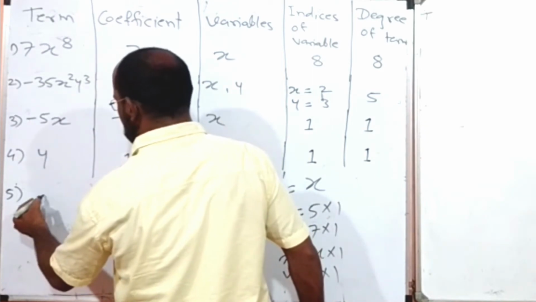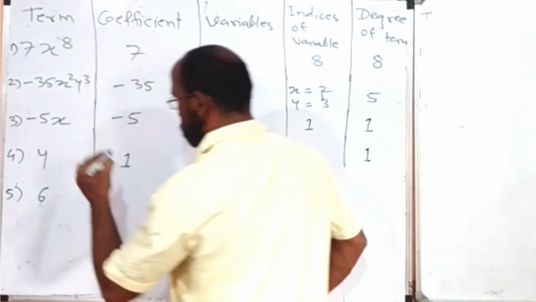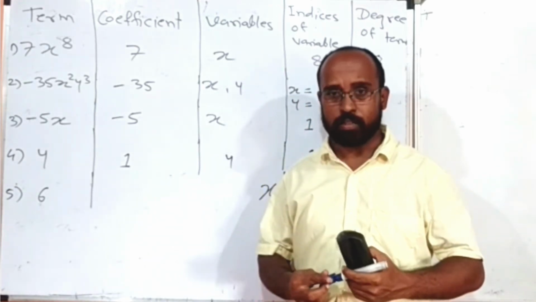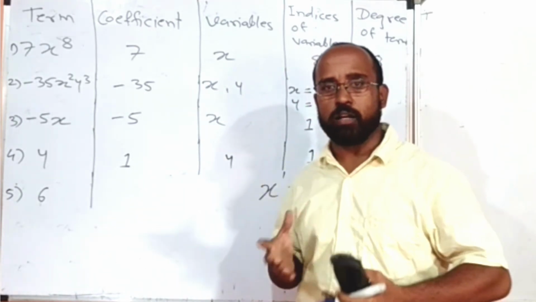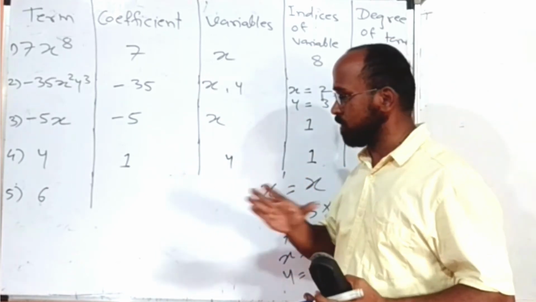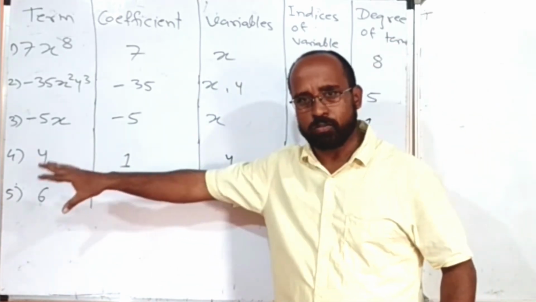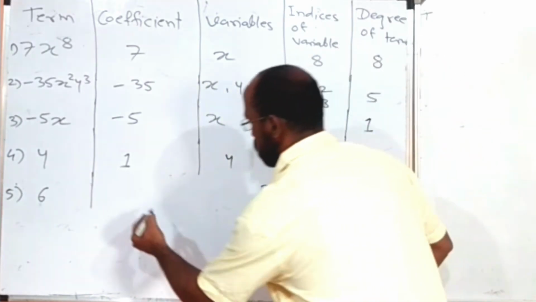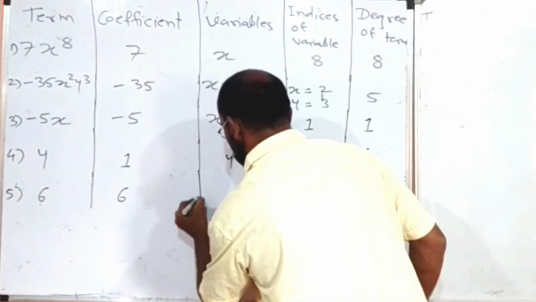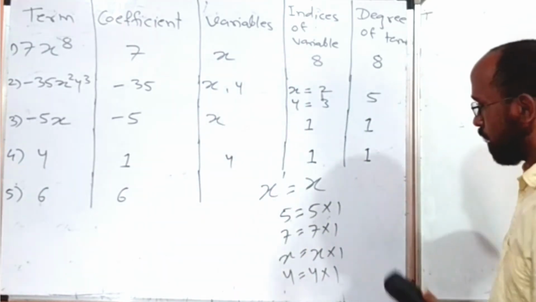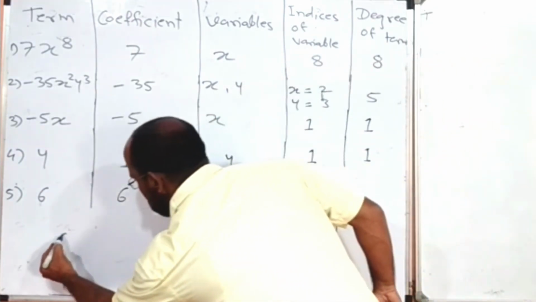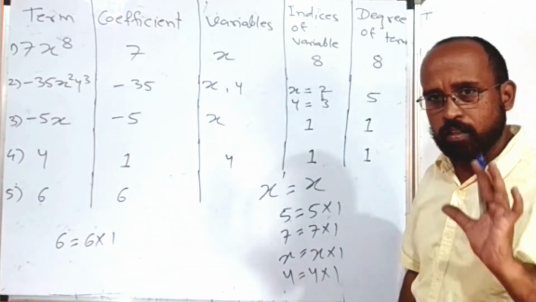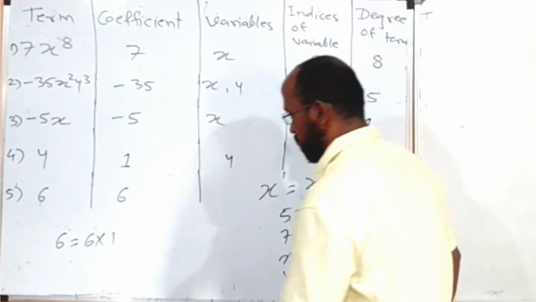Suppose the term given is 6. Now what? Only one number is given and the sir is saying we should have degree and all these things. So let us see what this means. One number is given, so that number is nothing but the coefficient. We can directly write coefficient is equal to 6. Done. Now we can write 6 is equal to 6 multiplied by 1.